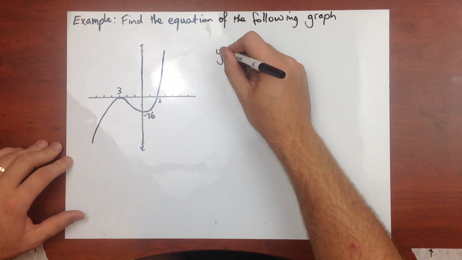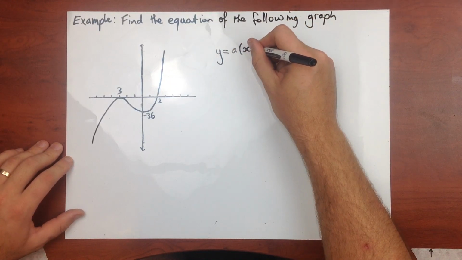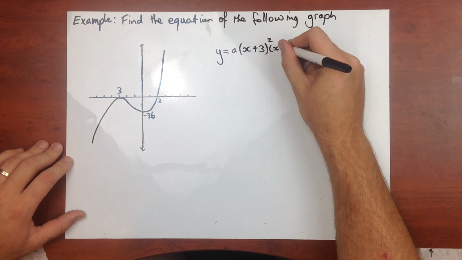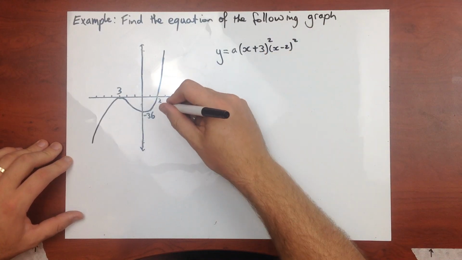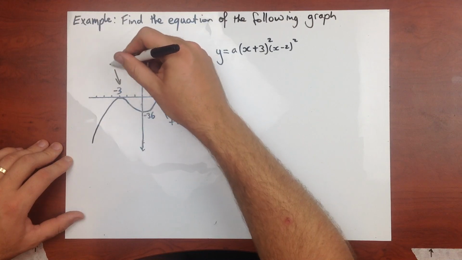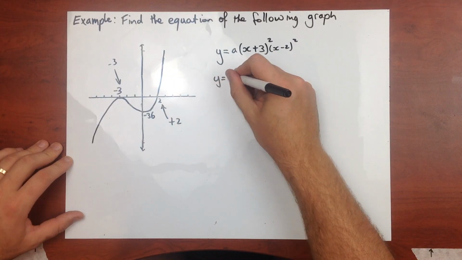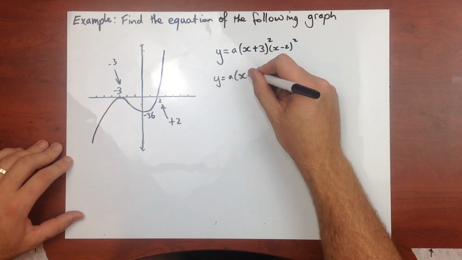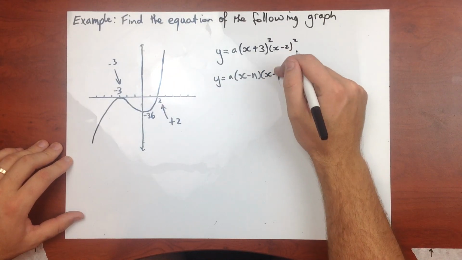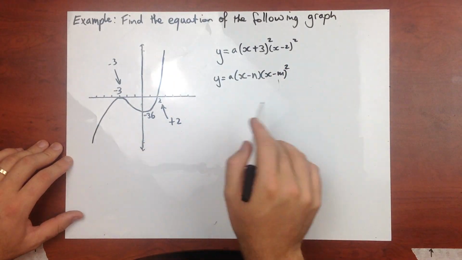So what we can do is say that we've got y equals a, we don't know what that is, times x plus 3 squared times x take 2 squared. Now notice what I've done here. This is positive 2, and this should be negative 3, but I've changed the signs. Remember, that's because we've got y equals a outside of x take n and x take m, etc. But we've got to switch our signs for that. We've always got to switch our signs.